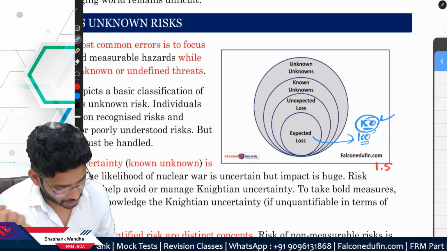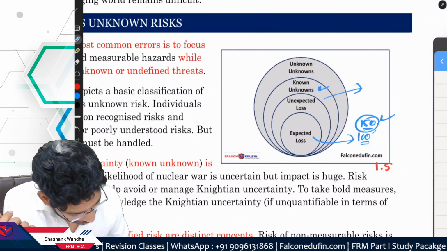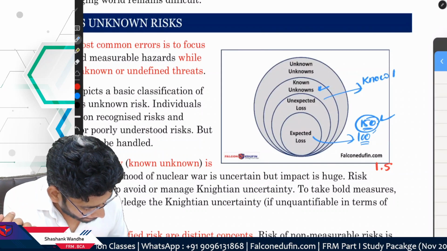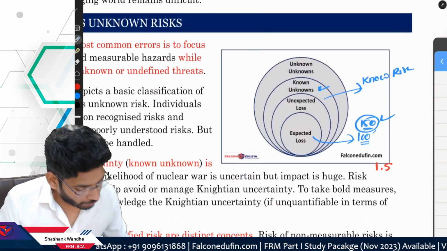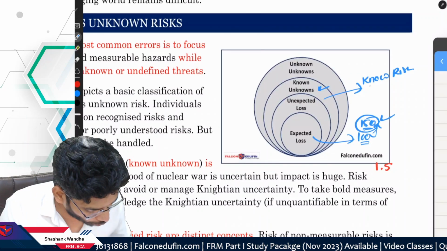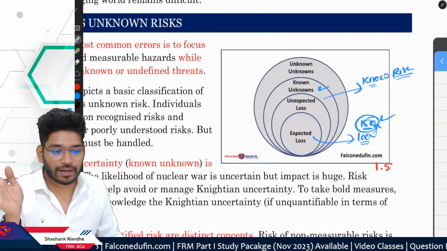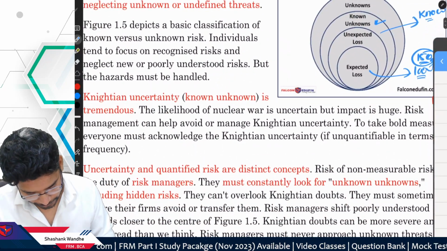So that is the unexpected loss. Then we have known unknowns. We know the risk, but we can't quantify it at all. Here we still know how it will materialize. But in the case of known unknowns, this is also known as Knightian risk. Okay. Knightian uncertainties.